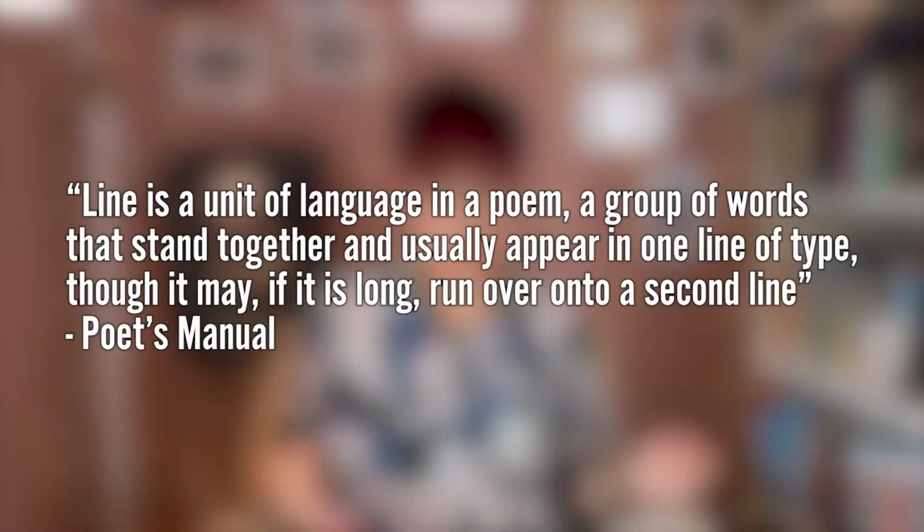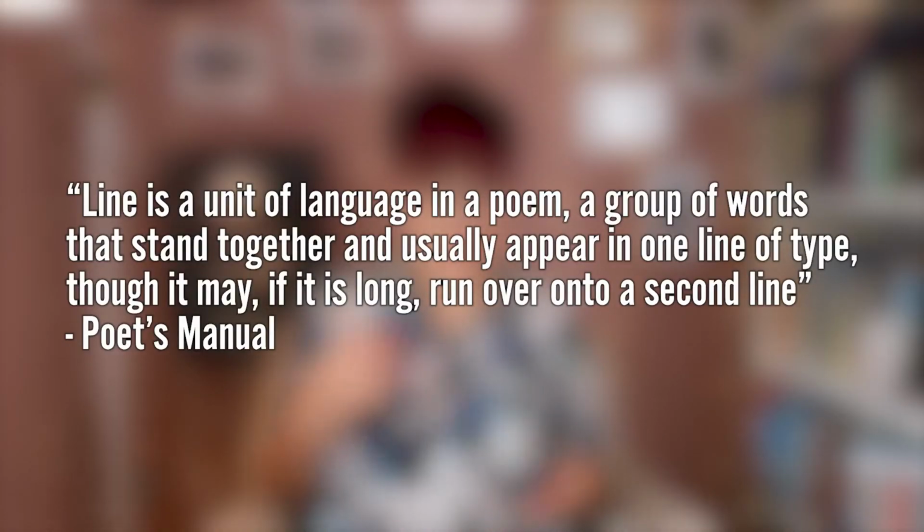Okay, so first of all, we're just going to define a few key words here that are relevant for this conversation. First one, a line. What is a line? According to the Poet's Manual, a line is a unit of language in a poem, a group of words that stand together and usually appear in one line of type, though it may, if it is long, run over onto a second line.